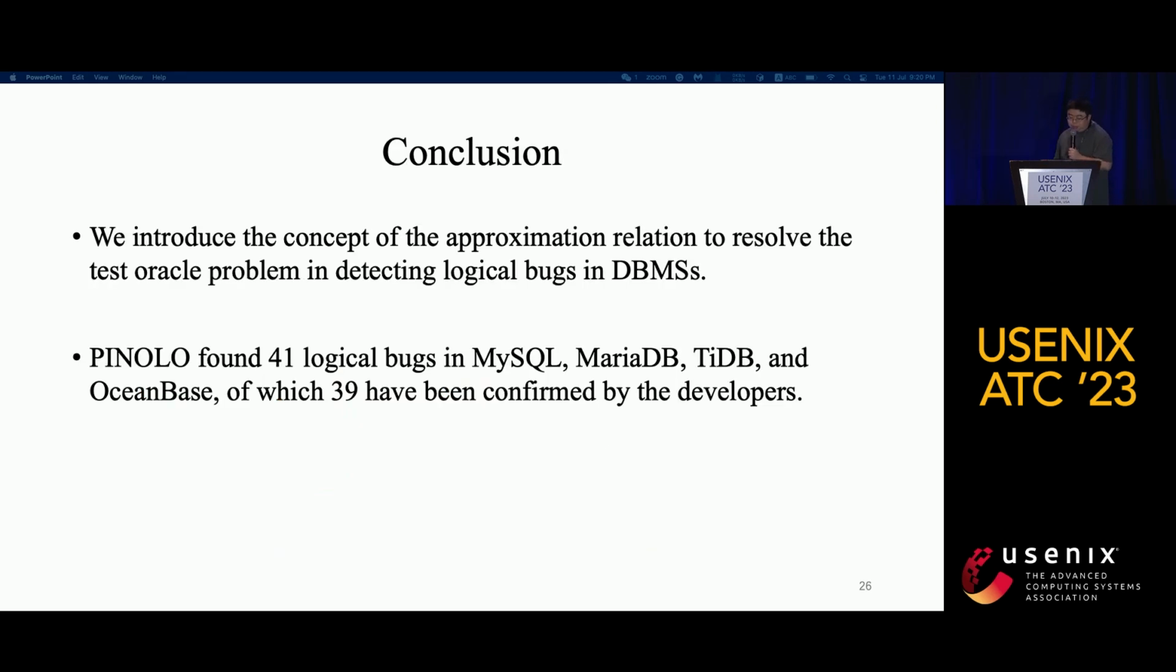And to sum up, in this paper, we introduced a very interesting concept, the approximation relation, to resolve the test oracle problem in detecting logic bugs in DBMS. And also empirically, we have discovered 41 logical bugs in 4 mature DBMS systems, and 39 of them have been confirmed by the developers. Okay, that's all for my presentation.